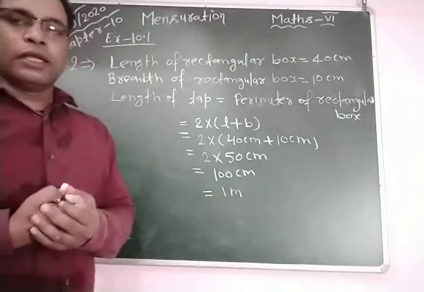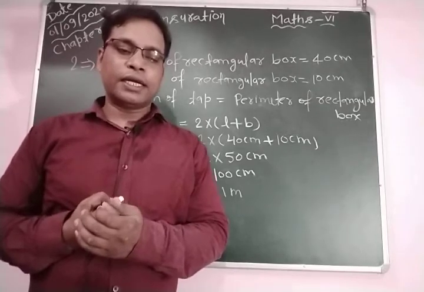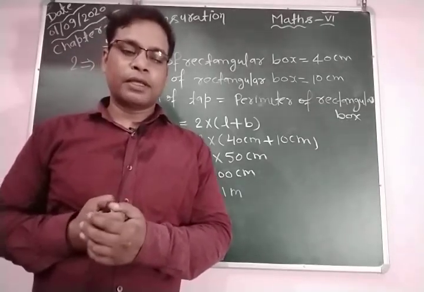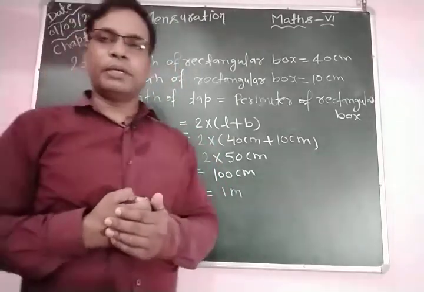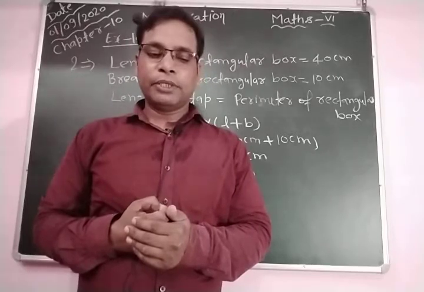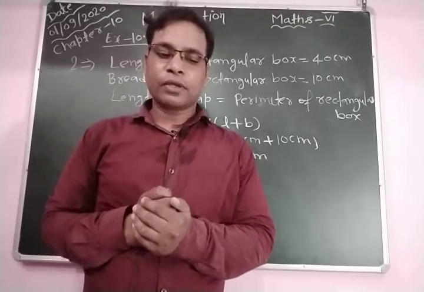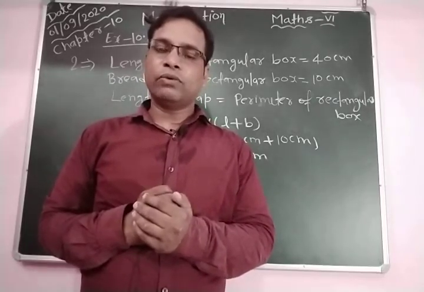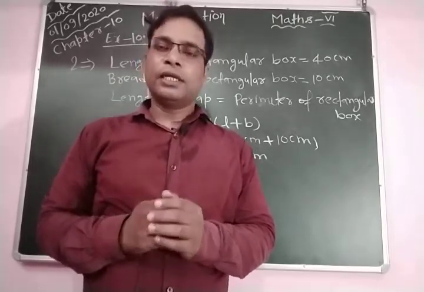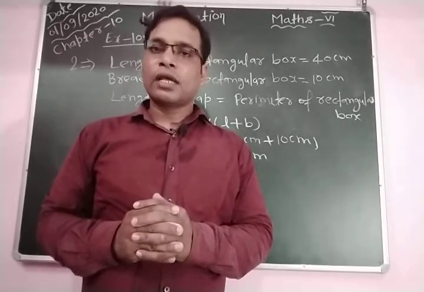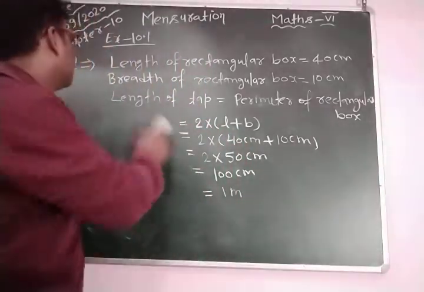The next question in this exercise 10.1 is that a tabletop measures 2 meter 25 centimeter by 1 meter 50 centimeter. What is the perimeter of the tabletop? The dimensions of the tabletop are given here, 2 meter 25 centimeter by 1 meter 50 centimeter. So let's see how to find the perimeter of the tabletop.